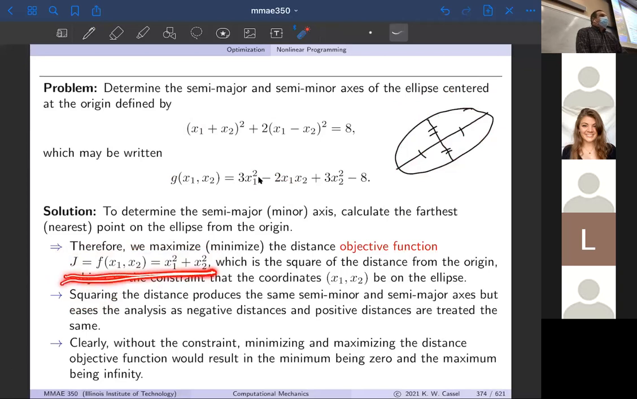So the minimum is 0. And what's the maximum? Infinite. So if I don't put a constraint on my distance function and I say, well, what's the minimum? It's just 0. What's the maximum? Well, it's infinity. So you have to incorporate the constraint, which is a constraint, again, on the relationship between x1 and x2.